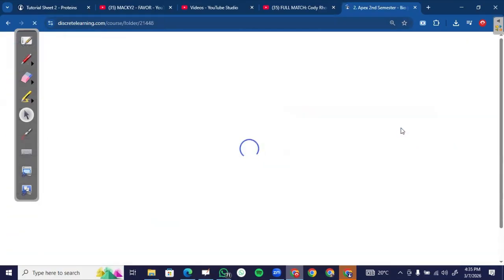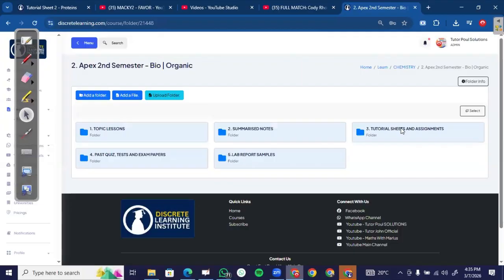Once you open that folder, you see that we have topic lessons. You can watch the videos on topics explaining the concepts clearly. There are some summarized notes here that you can read, and then there are tutorial sheets and assignments, and here there are past quiz, test, and exam papers.